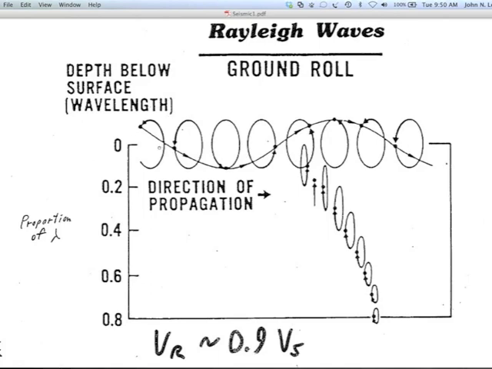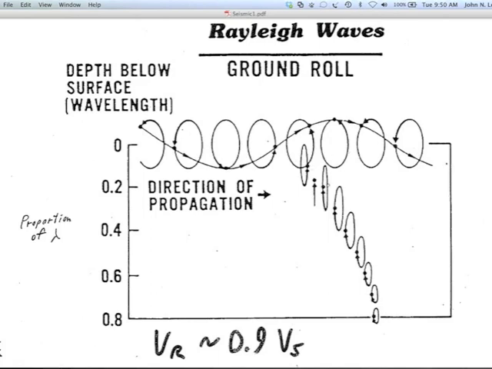So a Rayleigh wave shakes both horizontally, in the direction of propagation, and vertically, perpendicular to the direction of propagation. This is actually how you tell them apart. It's important that a Rayleigh wave shakes in both directions.